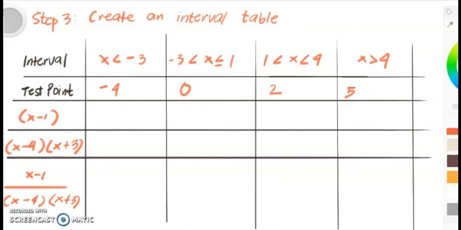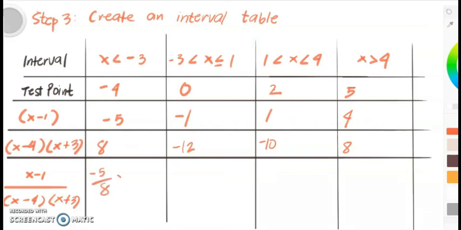When x is negative 4, negative 4 minus 1 in the numerator gives negative 5. For 0, we have negative 1. For 2, we have 1. And if x is equal to 5, we have 4. And in the denominator, we have 8, negative 12, negative 10, 8. So if we divide numerator by denominator, we will have negative 5 over 8.